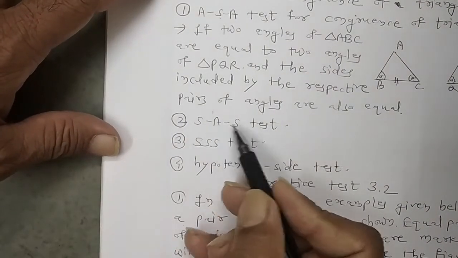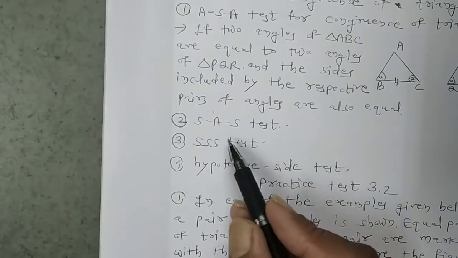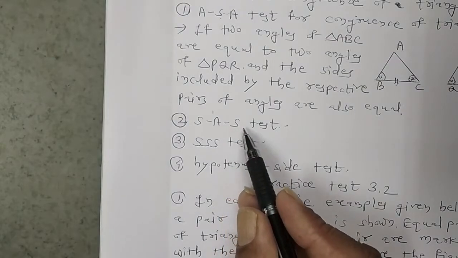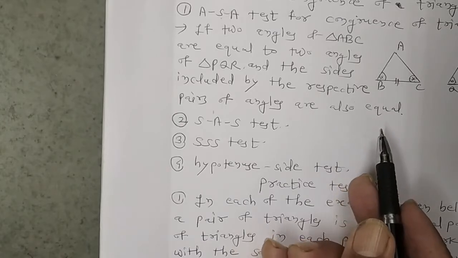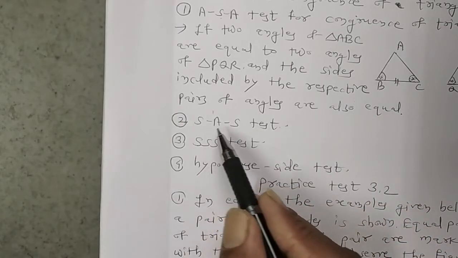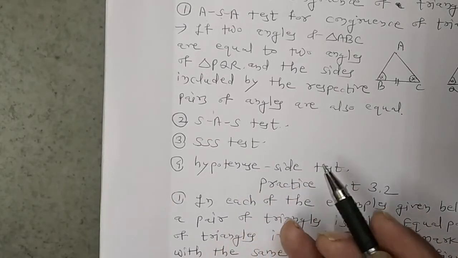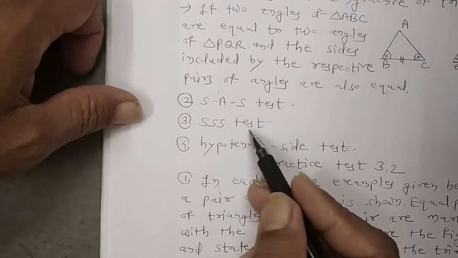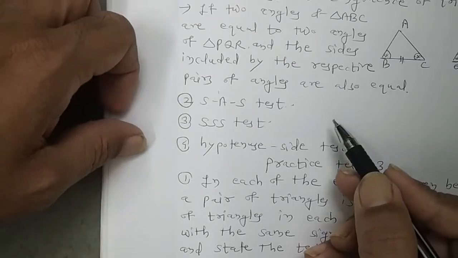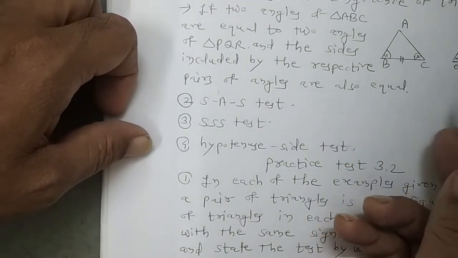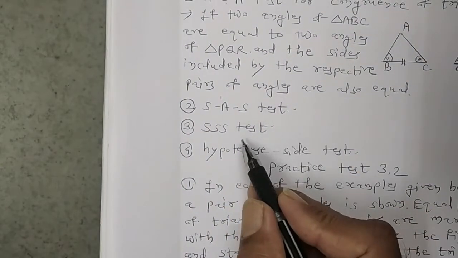Similarly, the second test is the side angle side test. If two sides and the angle between them of one triangle are congruent to two sides and the angle between them of another triangle, then by the SAS test these two triangles are congruent. Next, the SSS test: if all three sides of one triangle are congruent to all three sides of another triangle, then these triangles are said to be congruent to each other.